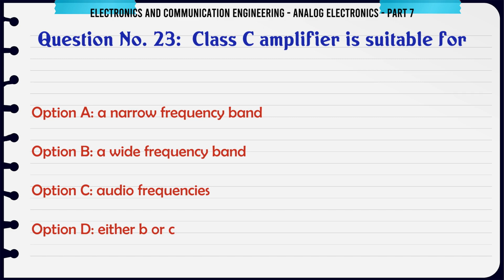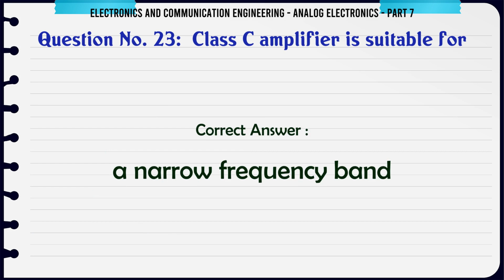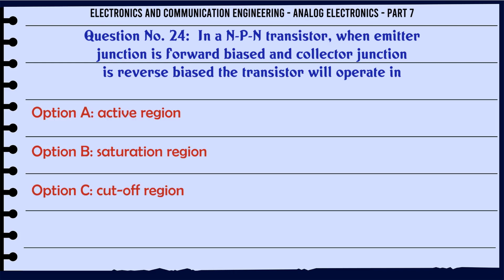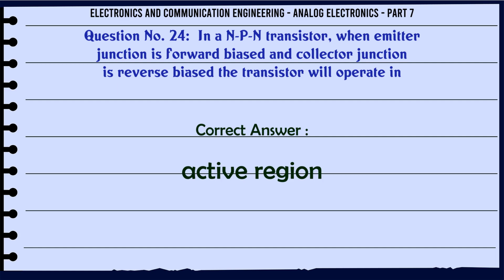Either B or C. The correct answer is a narrow frequency band. In an NPN transistor, when the emitter junction is forward biased and the collector junction is reverse biased, the transistor will operate in: A. active region, B. saturation region, C. cutoff region, D. inverted region. The correct answer is active region.